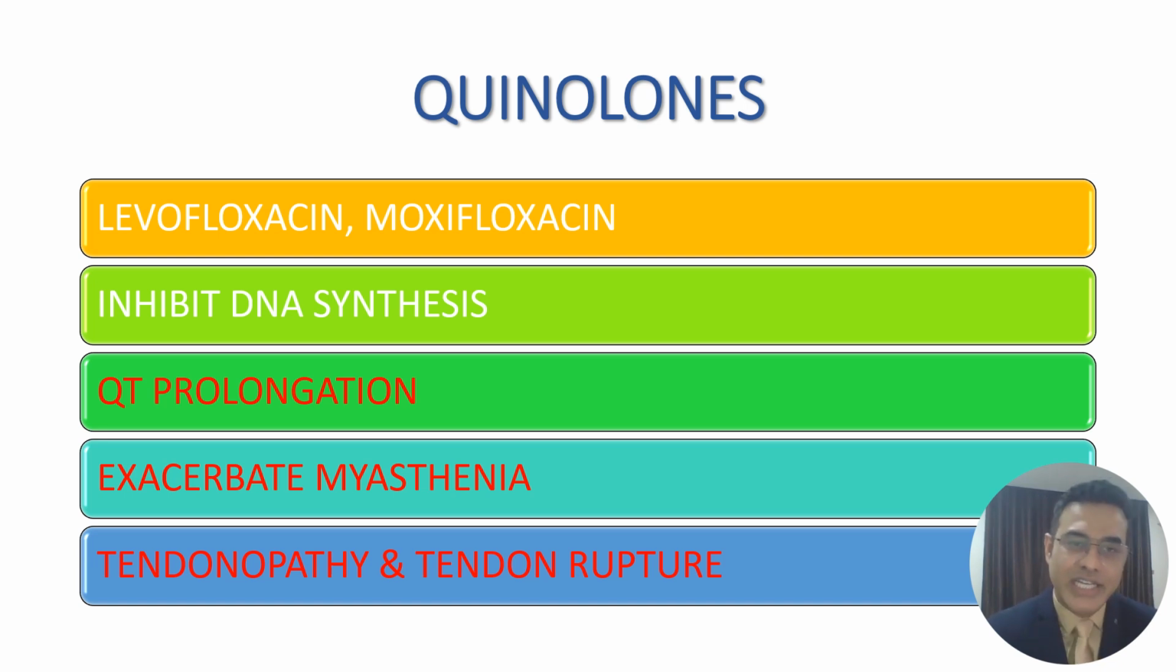Whereas in other countries we can still use it if there is no other alternative drug. And it also inhibits DNA synthesis, and it is also notorious to cause QT prolongation, and similar to other drugs, it will also exacerbate myasthenia crisis. And one of the important classical problems with the fluoroquinolones is tendon rupture or tendinopathy. This is very common. You should be careful in giving this medicine to elderly people.